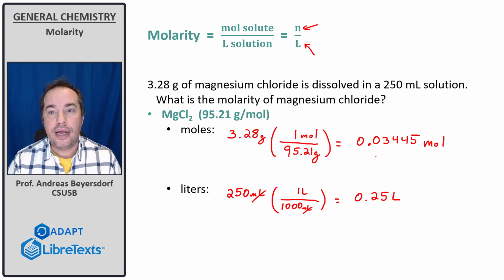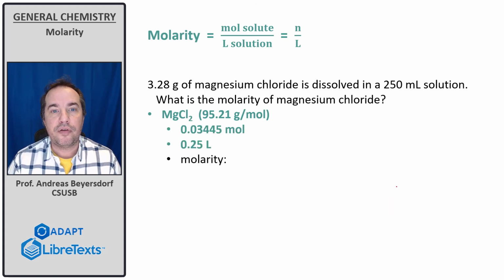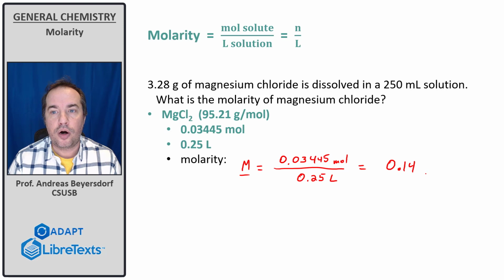Next, we take our moles and we divide by our liters, and that will give us our molarity. So 0.03445 moles over 0.25 liters, and that's going to give us 0.14 moles per liter, or molar.